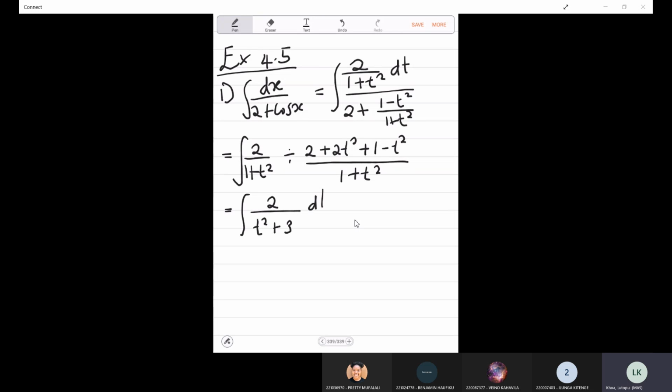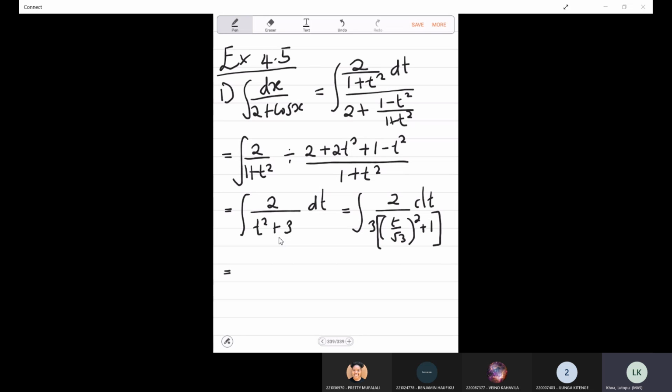dt. Okay, then again, here you should be thinking of tan inverse. The only thing is that this number here has to be a 1. So we factor out the 3. So this is the integral of 2 over 3, and then I have t over the square root of 3, the whole thing squared, plus 1, dt.